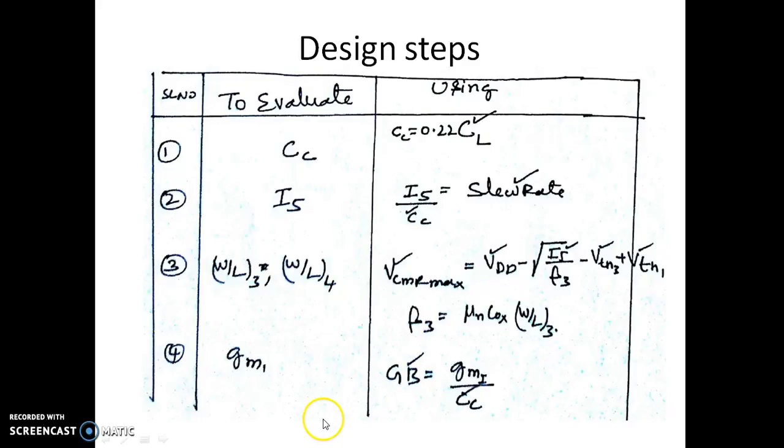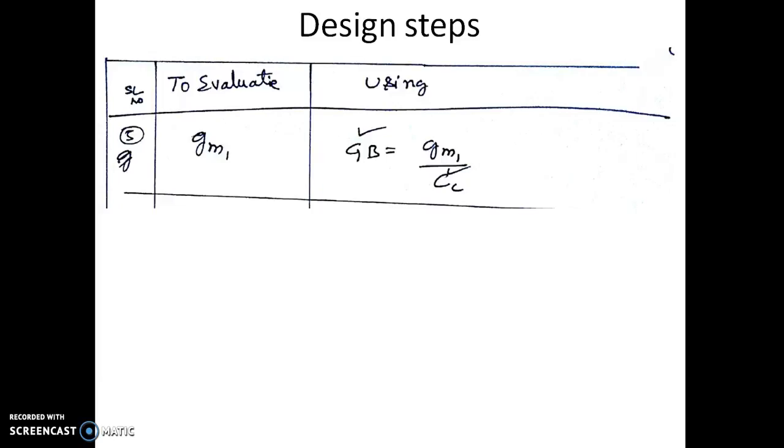Next we are supposed to find GM1, that is the transconductance of MOSFET 1, which can be easily estimated using the equation GB is equal to GM1 by CC. This is to keep the zero at least 10 times the omega GB. We know GB is given by GM1 by CC, and we know the gain bandwidth is given. CC is estimated here, and the unknown parameter is GM1, so I can easily estimate GM1.